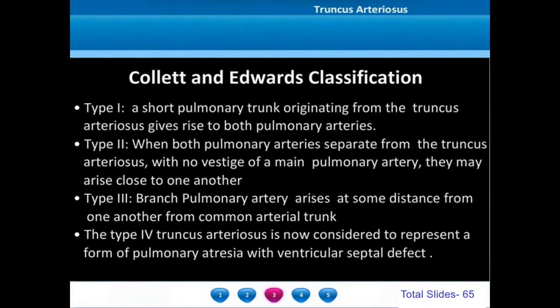So in type 1 Collett and Edwards classification, there is a short main pulmonary artery trunk. In type 2, there is no main pulmonary artery trunk, but the two branch pulmonary arteries will arise close to each other. In type 3, they arise at some distance from each other.